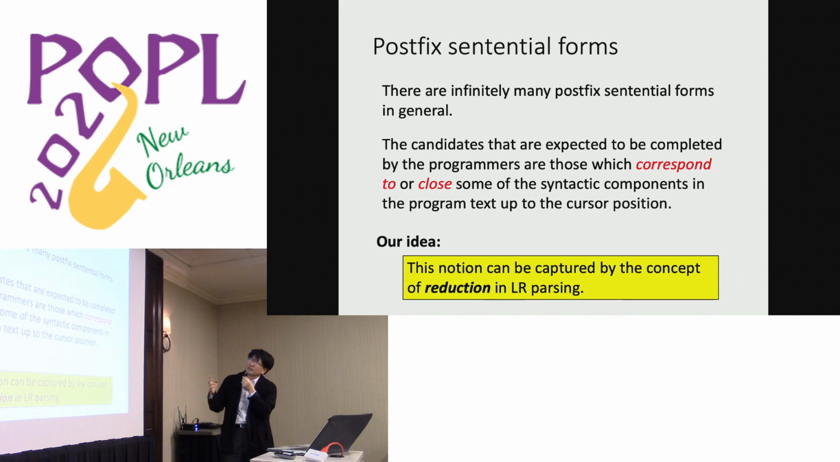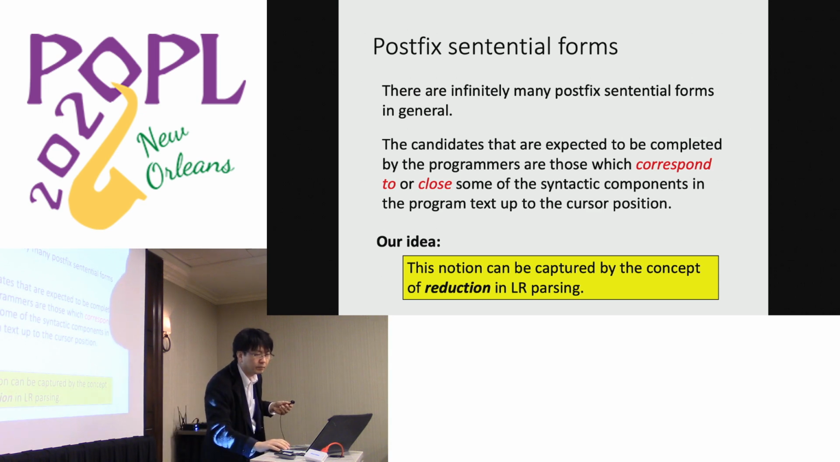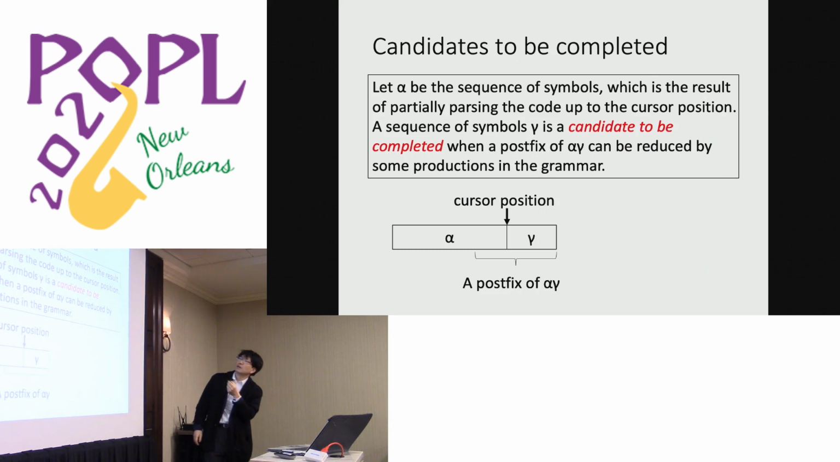Then the candidates that are expected by the programmers are those which correspond to or close some of the syntactic components, like close parentheses or that kind in the typical cases. So our idea is this one. This notion can be maybe captured by using the concept of reduction in error parsing. So the candidate to be completed is this one we consider in this work.